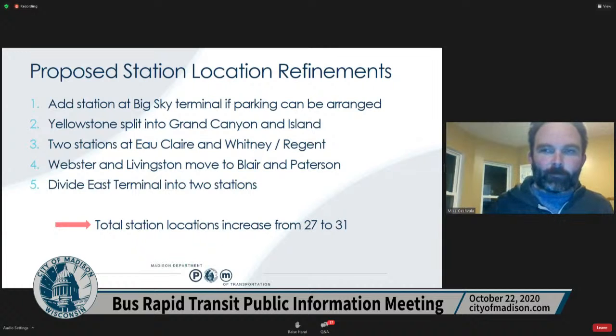Okay, so now we have a handful of station refinements to the locations of the BRT stations. And I'm going to show these on a map, so just bear with me for a second, but I'm going to walk through them quickly. So added station at Big Sky Terminal on the far west side. The former Yellowstone station on Mineral Point Road is split into two on Grand Canyon and Island. Two stations are put in at Eau Claire and Whitney Way and Regent on the near west side. That was originally one station that was split into two. And Webster and Livingston stations on East Wash moved to Blair and Patterson. And then, as I just described, the East Terminal routing results in two different station locations. In total, the number of stations increases from 27 to 31.